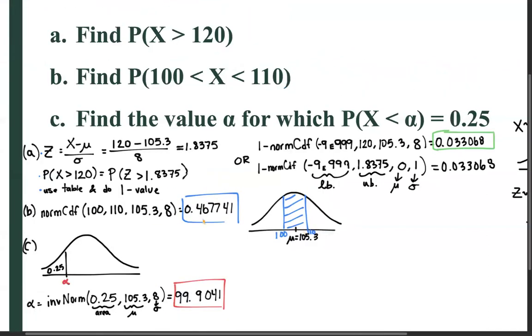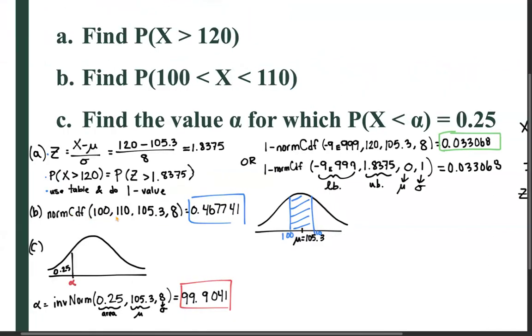So we can use the norm CDF function. And here our lower bound, instead of it being infinity all the way out here, our lower bound is 100 and our upper bound is 110. And then our mean is 105.3. That hasn't changed, and the standard deviation is 8. So when you put that in your calculator, you get 0.467741.